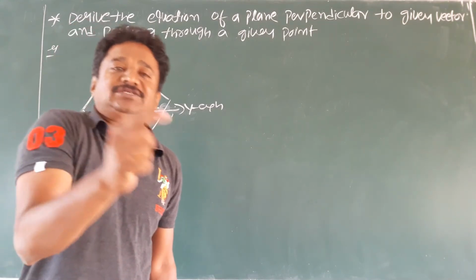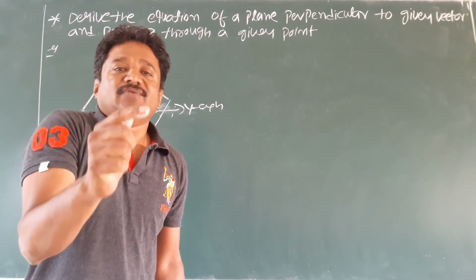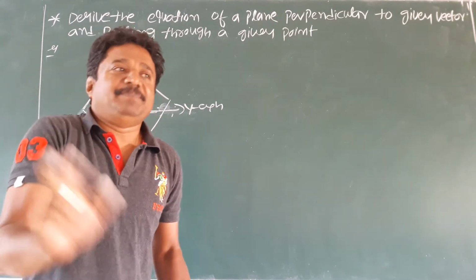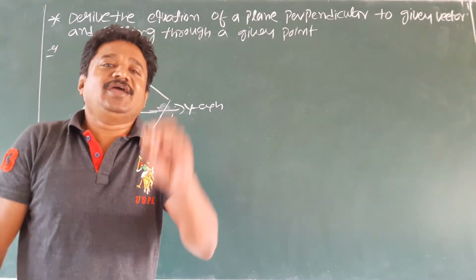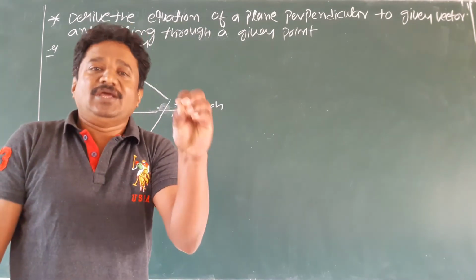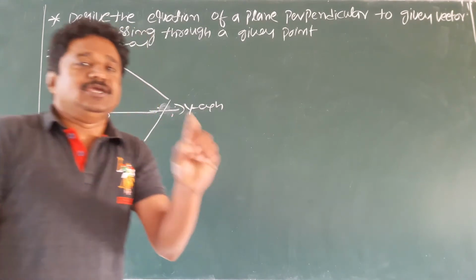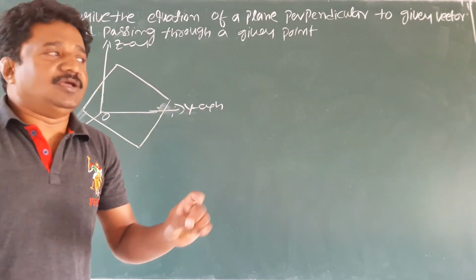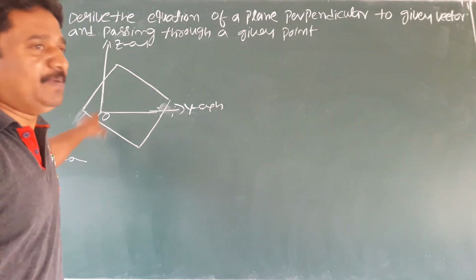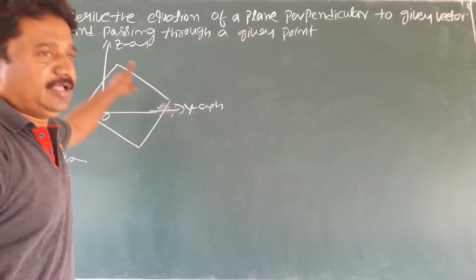In that first derivation, we drew the plane in triangular shape. So shape doesn't matter. You can draw any plane in any shape. Students need not worry about that. In your textbook, they have drawn a rectangular plane. That's why I also drew a rectangular plane.